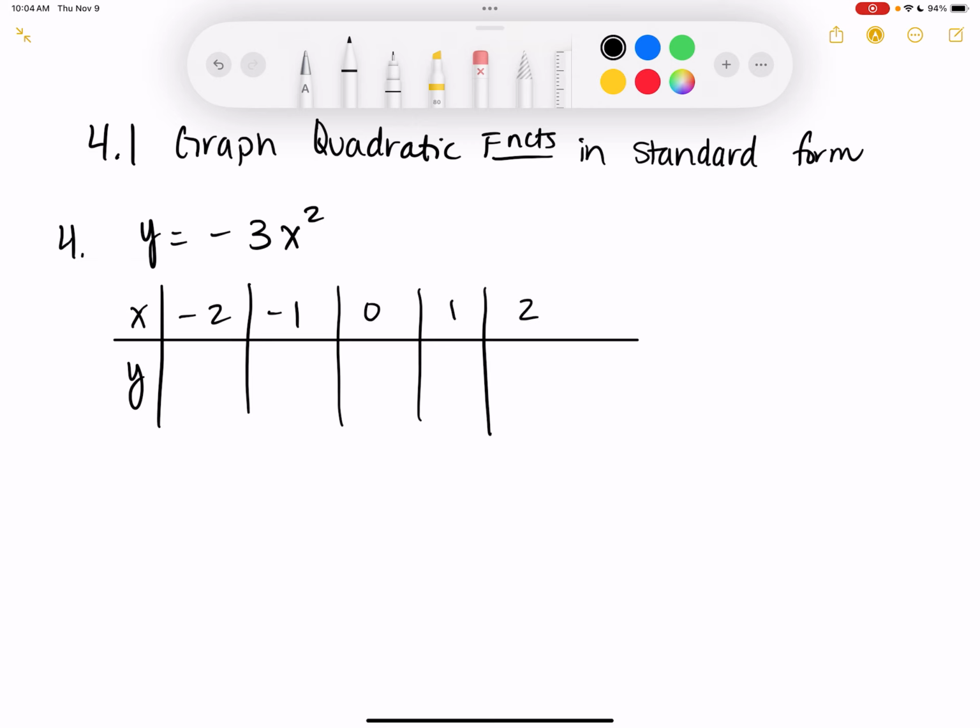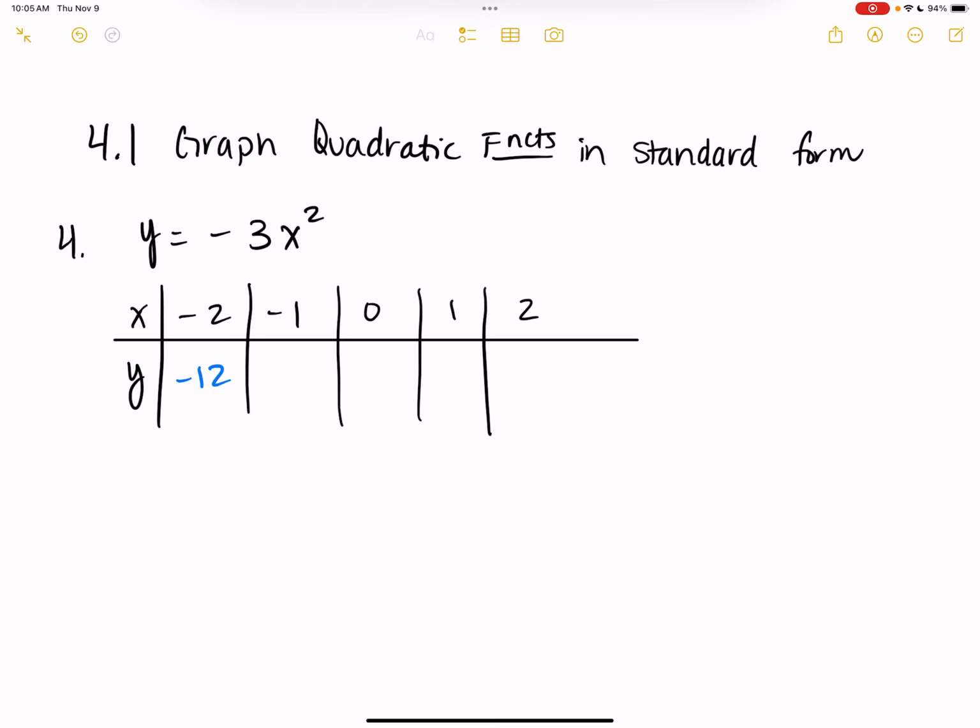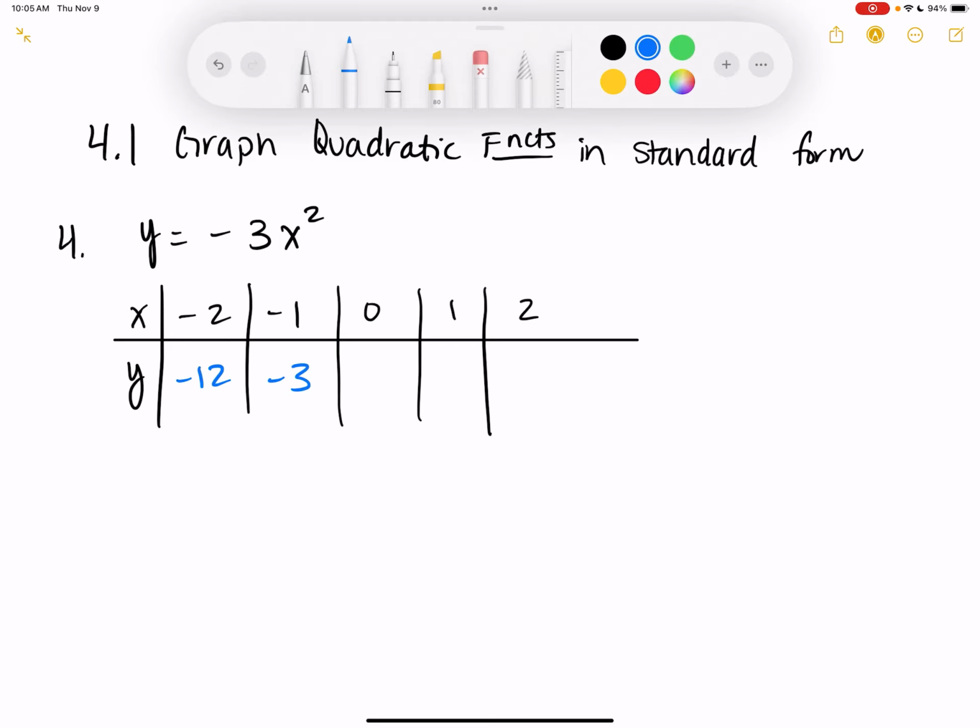So if I plug in negative 2 for x, what do I get? Negative 12. Because negative 2 squared would be 4, and then times negative 3 would be negative 12. Negative 1, negative 3, 0, 1, negative 3, 2, negative 12.